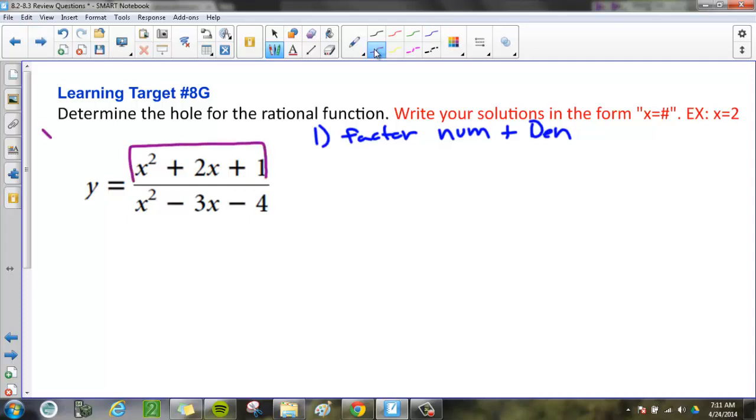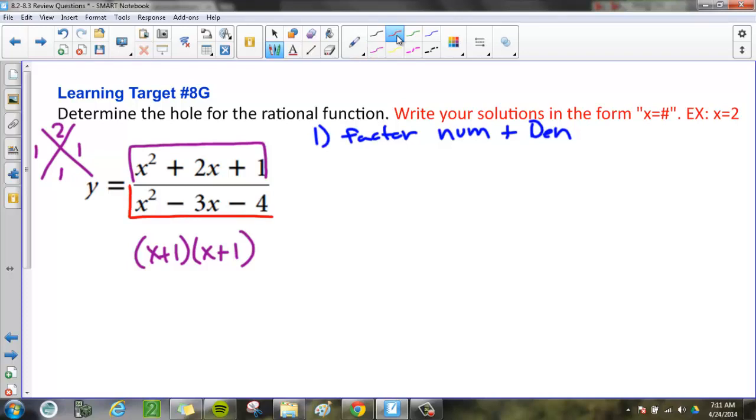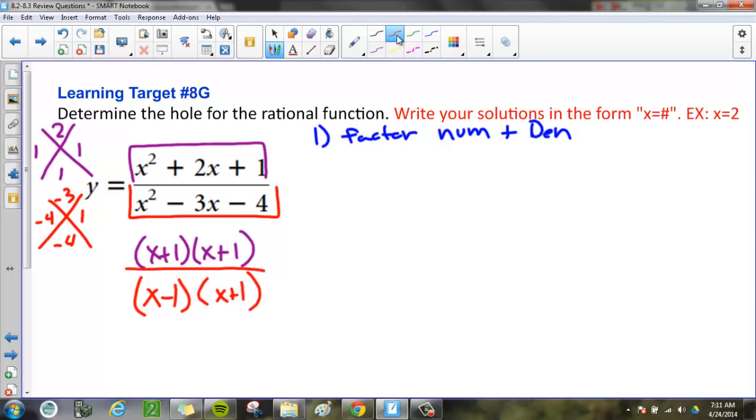Okay, so I'll do my little x thing right here, 1 and 2, and that'll be 1, 1. So this turns into x plus 1, x plus 1. Okay, and let's do the denominator. x thing, -4, -3. I got -4, 1. So I got x minus 4, x plus 1. Okay, so that's step 1. Now we have y is equal to this.